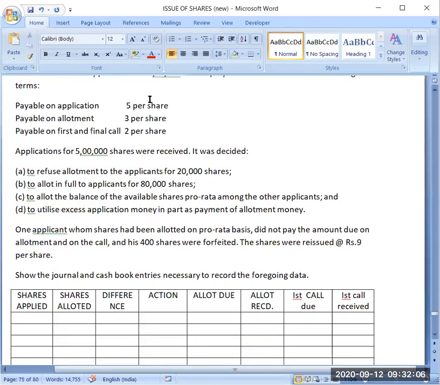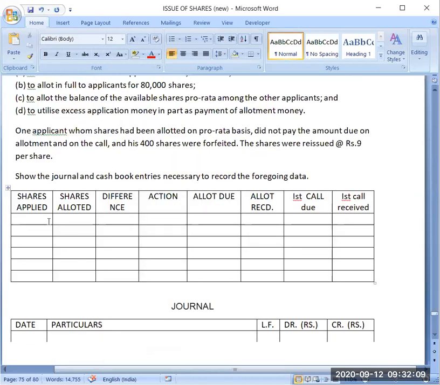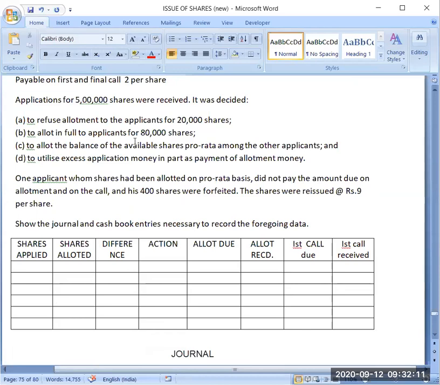So now, first I will write these totals in my table. There are 1, 2, 3 categories, so I will leave 3 lines. I will write the totals here. 5 lakh is the number of shares applied, and then I will be allotting only 4 lakh shares. I hope these points are clear.